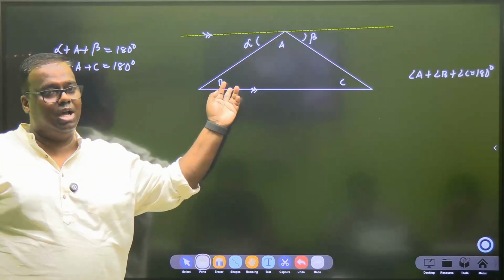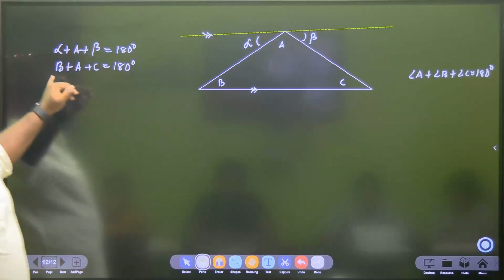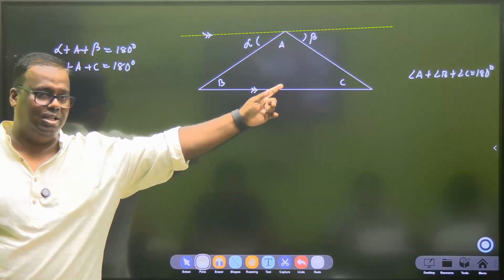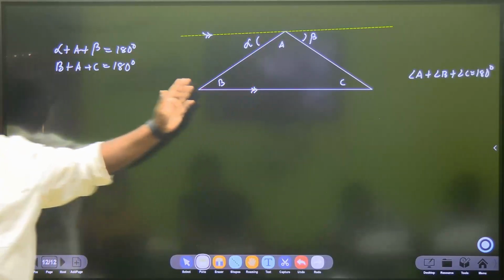This and this are alternate interior angles, correct? So now B plus A plus C is 180. That's what you wanted to prove. So your mind has to look for that formation. The formation might not come the way you are thinking.